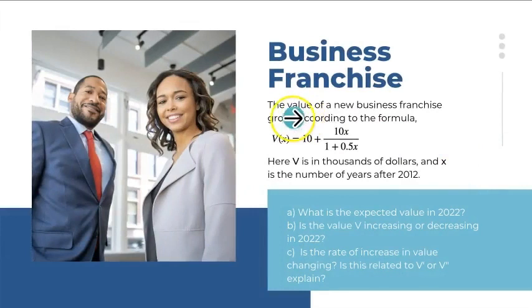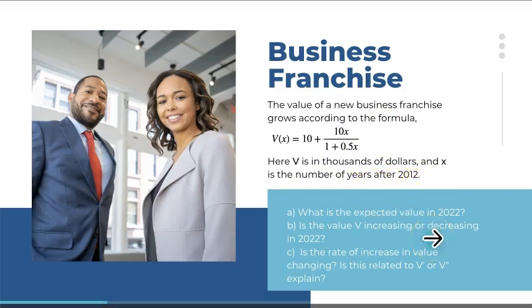In this example, the value of a new business franchise grows according to the formula V of x equals 10 plus the ratio of 10x and 1 plus 0.5x. Here V is in thousands of dollars, and x is the number of years after 2012. And we basically are looking at three questions.